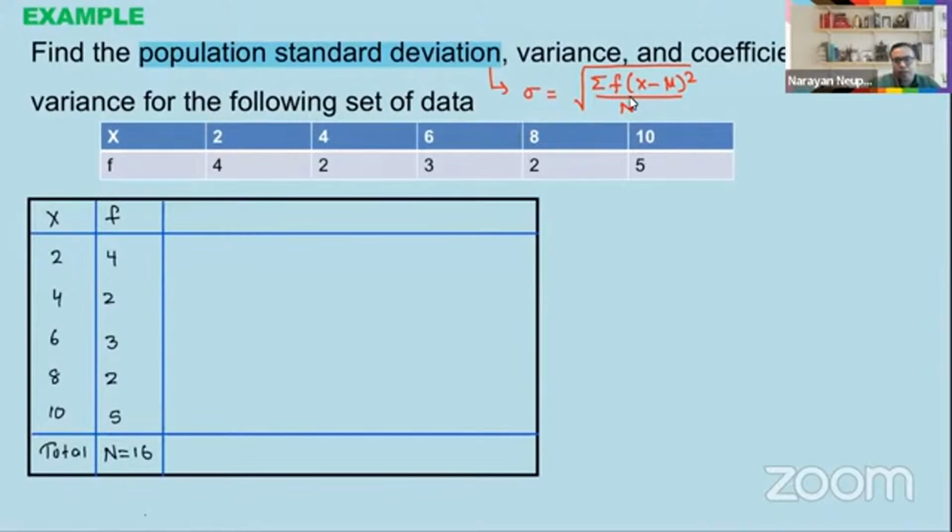Now, please look at the screen. You can see that this is our formula to find the population standard deviation. But what we need here is the mean. So that means first we need to find the mean, okay? And the formula to find the population mean, if you remember, is mean is equal to the sum of f times x divided by n. That is the formula to find the mean, right? So we have the frequency, we have the x, but we don't have f times x. So what we're going to do is make one column here and find f multiplied by x.